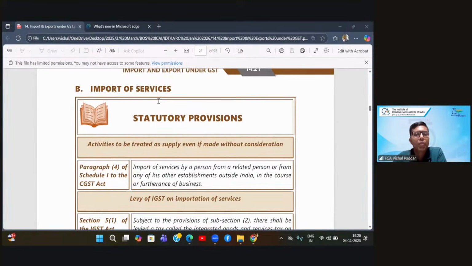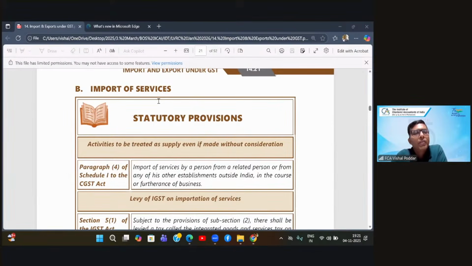It means import of service is given a very special treatment when it comes to the definition of supply, whereby if you fulfill all the conditions of supply, the import of service is a supply under 7(1)(a). Under 7(1)(b), where services are imported but for personal use, that is not in relation to business, still they are considered as a supply in 7(1)(b), other conditions being satisfied.